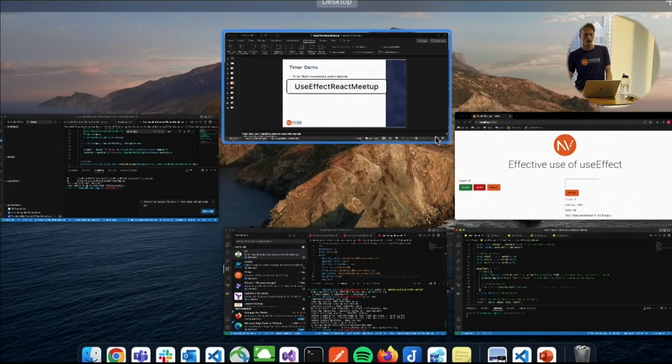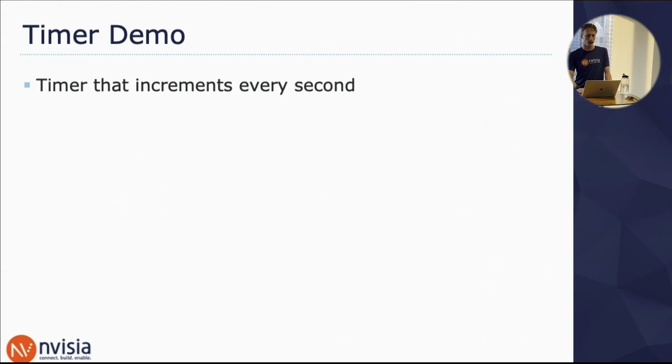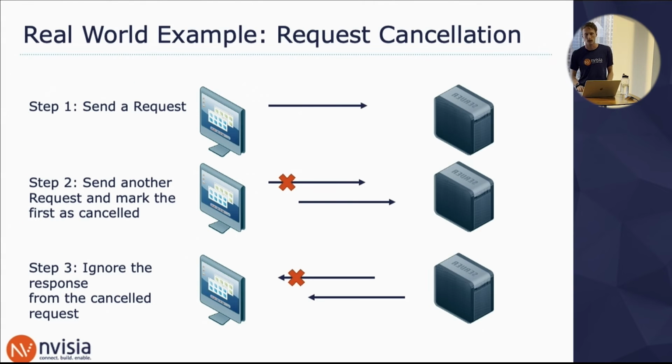So, like I said, not necessarily practical, but there are kind of better real-world use cases. So here's a great example: request cancellation. We have a scenario where we send a request, and then for whatever reason, we fire off a request right afterwards. We want to be able to mark our first request as canceled, meaning we don't care about it, and then only process the result of the second request and discard the first one.